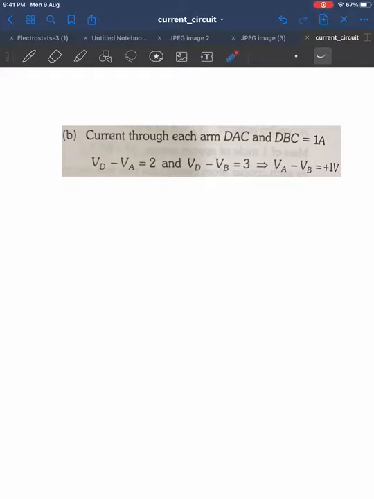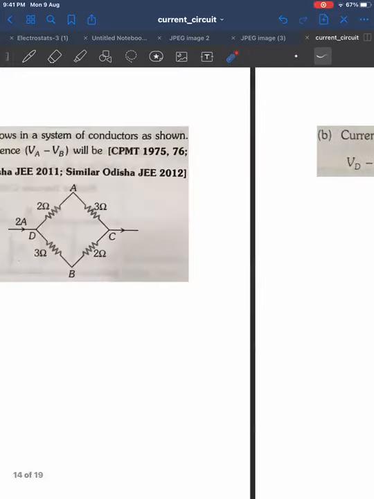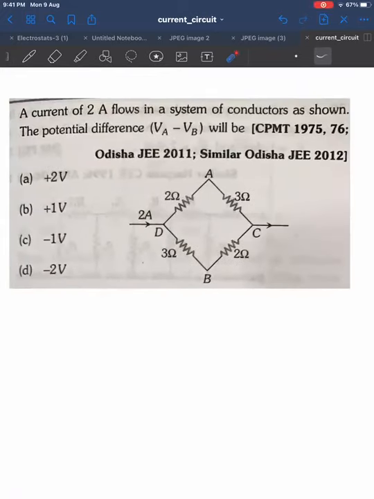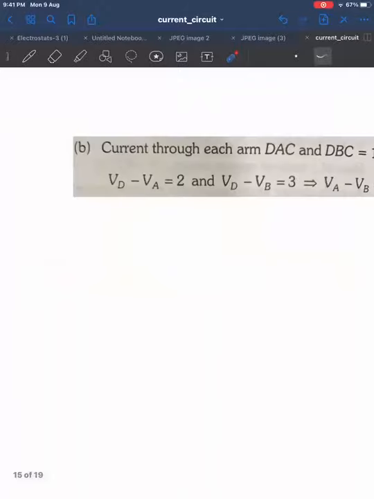Sir, can you just go to the diagram once again, please? Over here, see, A is at 2 volt and B is at 3 volts. So we're going from lower potential to higher potential. No, you don't have to do that. You have to do it mathematically. From these two equations, can I get VA minus VB?